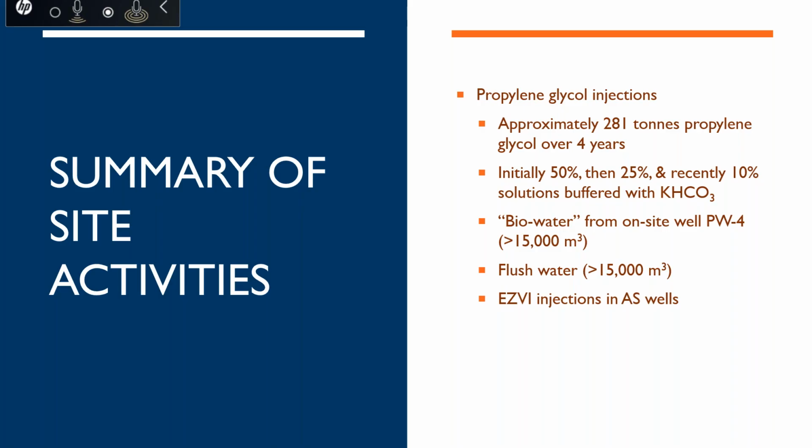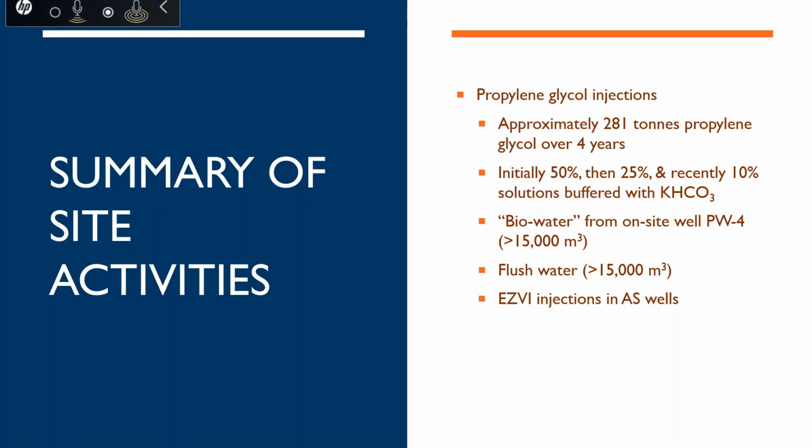For many injections, what became known as biowater was used to help flush and distribute the propylene glycol. Biowater is simply on-site groundwater extracted from a pumping well that had a high Dehalococcoides concentration, so it was basically a native bioaugmentation. More than 15,000 cubic meters of biowater and flush water have been re-injected.